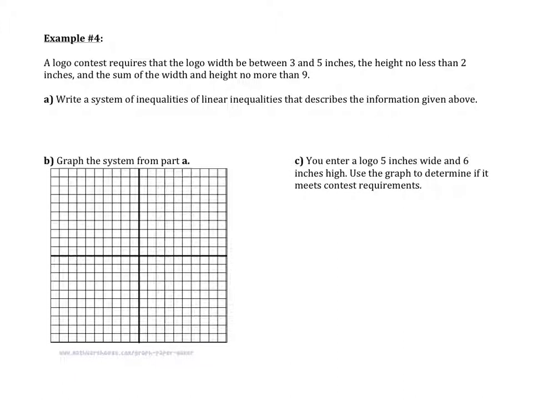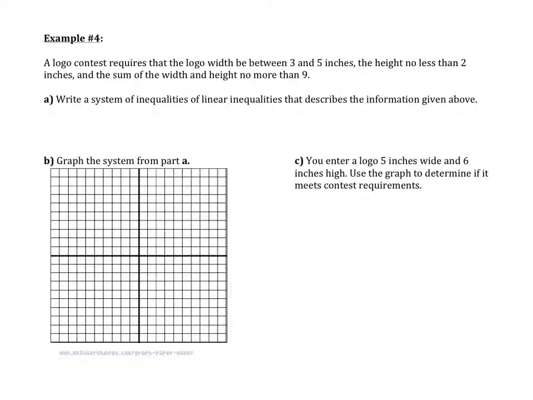And finally, example number 4. A logo contest requires that the logo width be between 3 and 5 inches, the height no less than 2 inches, and the sum of the width and the height no more than 9 inches. For part A, it says write a system of inequalities that describes the information given above.